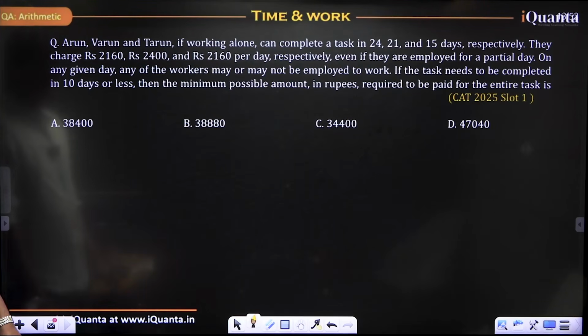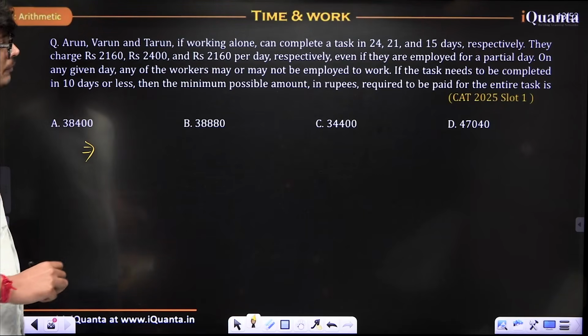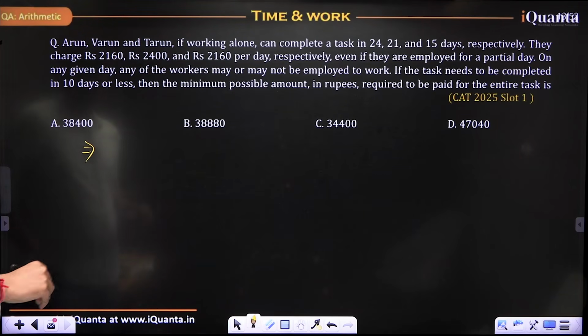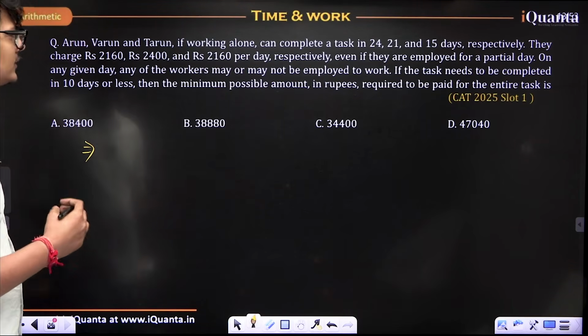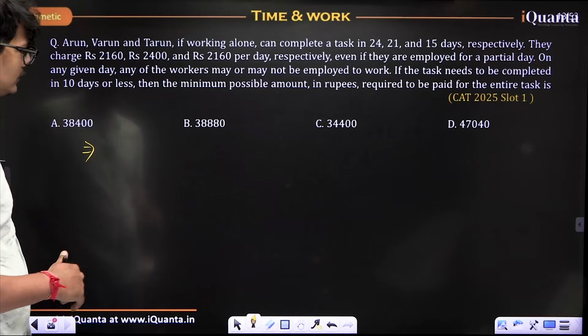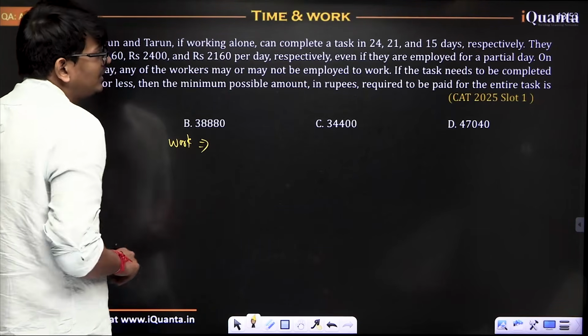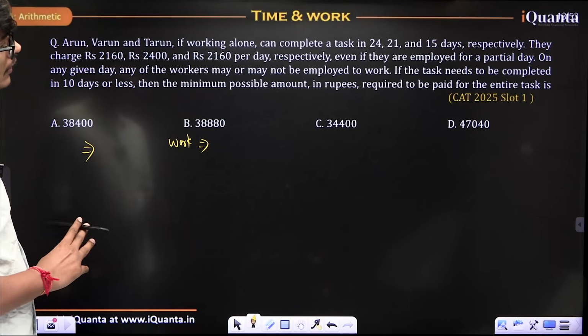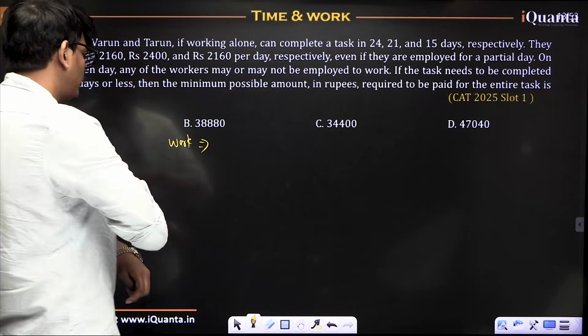Next question, guys. And this is a question based on some money also. Arun, Varun, Tarun, if working alone, can complete a task in 24, 21, 15 days. So, first of all, I will take the LCM of these 3. How much will this be? 24, 15, 120, 120 into 7, 840.